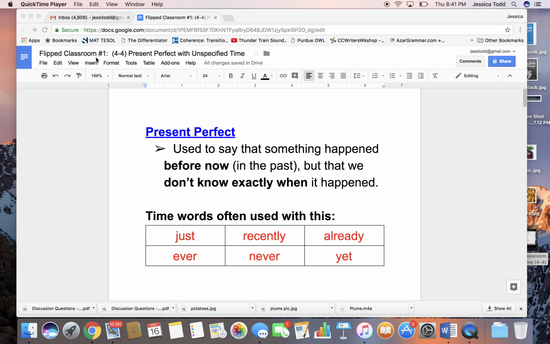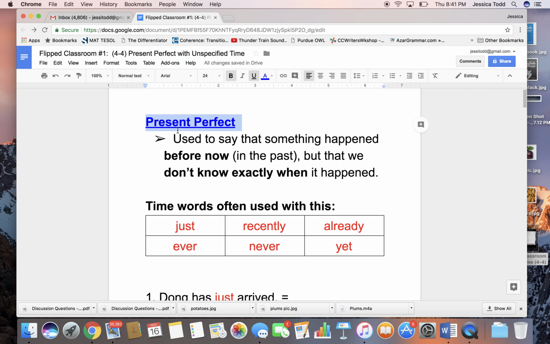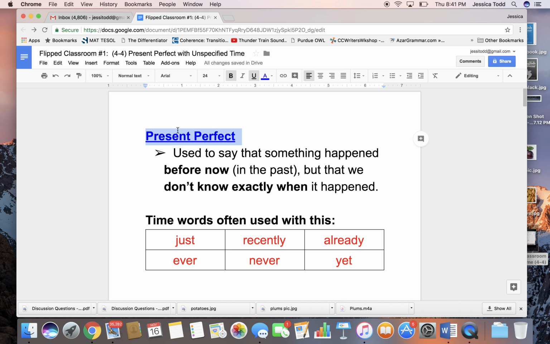This is flipped classroom number 1 and today I'm going to talk about section 4-4 in the Azar grammar book, and this one is about present perfect with unspecified time. Present perfect is the verb tense that we have been learning in chapter 4. And we know that there are many uses of the present perfect. One of the uses is this one. It's used to say that something happened before now. It happened in the past, but we don't know exactly when the action happened. So we don't know exactly when, but we know it happened sometime in the past.